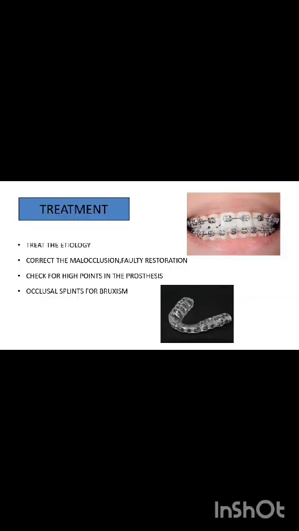Then coming to the treatment, we should first treat the etiology. If the etiology is malocclusion or faulty restoration, we should correct them. If it is due to some prosthetic rehabilitation, we should check for high points on the prosthesis, or if it is due to bruxism or parafunctional habits, then we should go with occlusal splints for them.